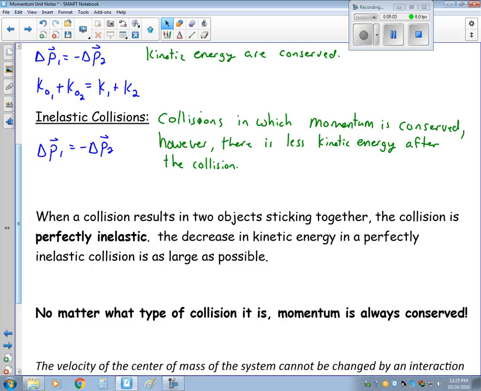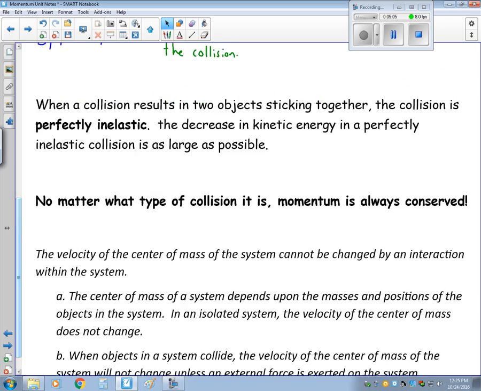Now, this next statement is very, very important. No matter what type of collision, momentum is always conserved. It doesn't matter if it's elastic, inelastic, or perfectly inelastic. Momentum will always be conserved.